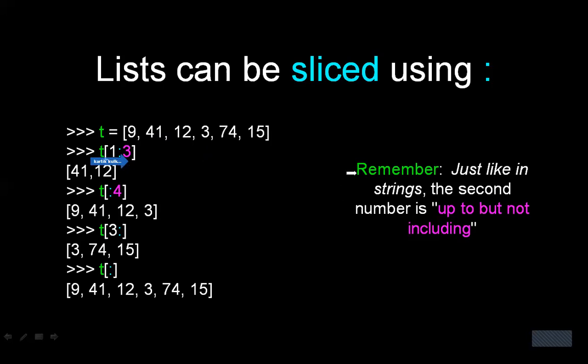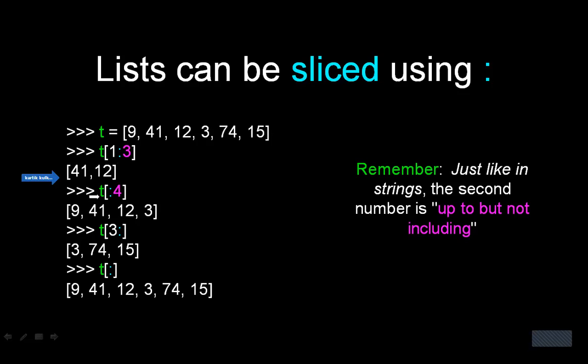See here, I have purposefully kept this in the slide: just like in strings, the second number is up to but not including. It means that only index number 1 and index number 2 are going to be displayed as output, but the third index number will not be included at all. So here, 41, 12 is the output of this particular statement.